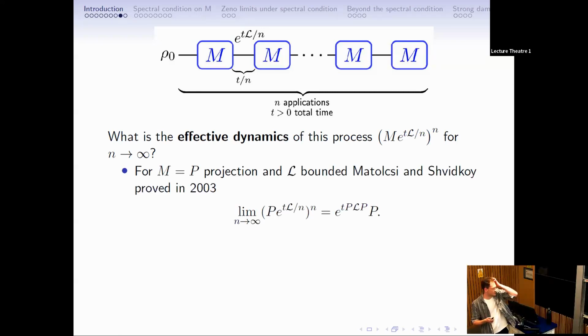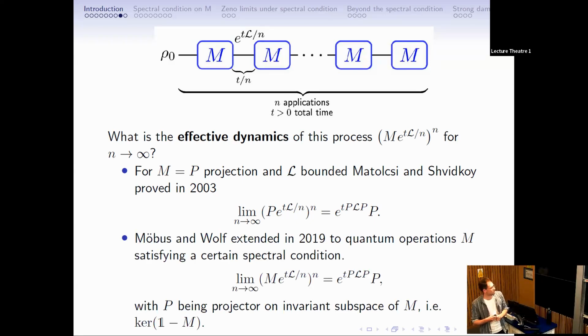And there are some results on that. There's a general Banach space result for contraction semigroups. If M is a projection again on this Banach space, then Matolcsi and Schmidt-Kohle proved that we get again something which exactly looks like the thing I showed you earlier, some effective Zeno dynamics on the Zeno subspace. And this is for a bounded generator and in operator norm. Then Möbus and Wolf in 2019 extended this to more general quantum operations where some spectral condition is satisfied. I will talk about the spectral condition in the following. And they also found an effective Zeno dynamics on some Zeno subspace.